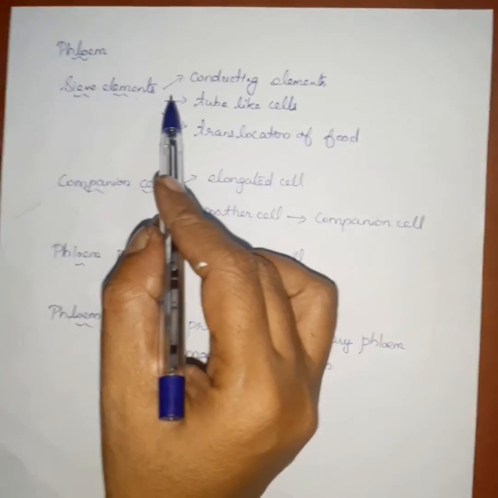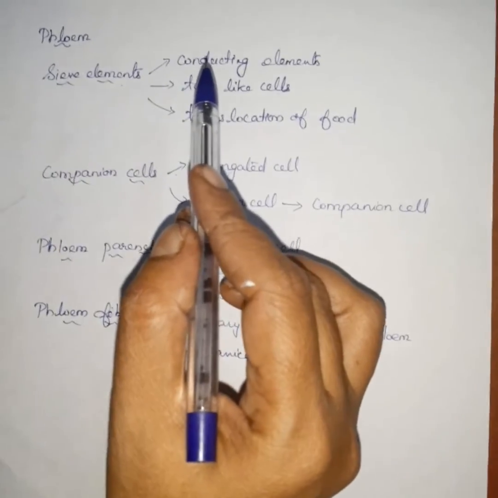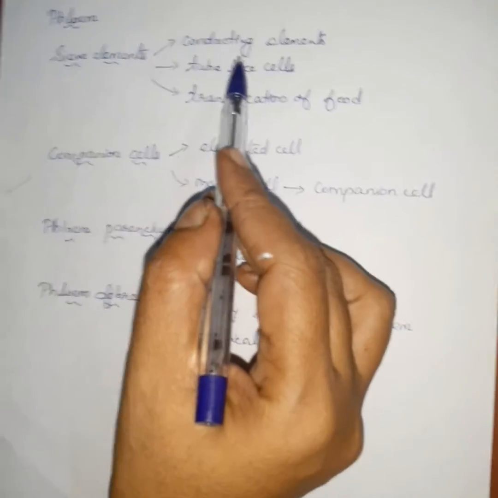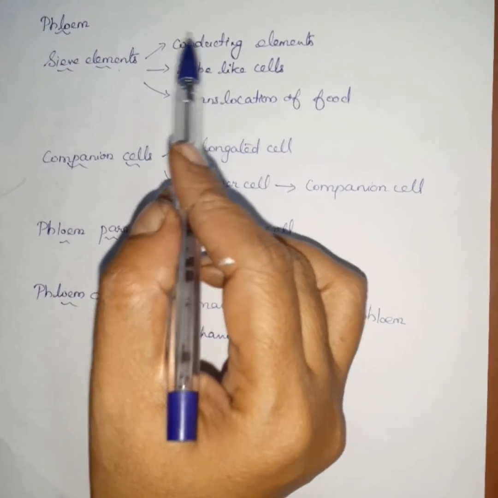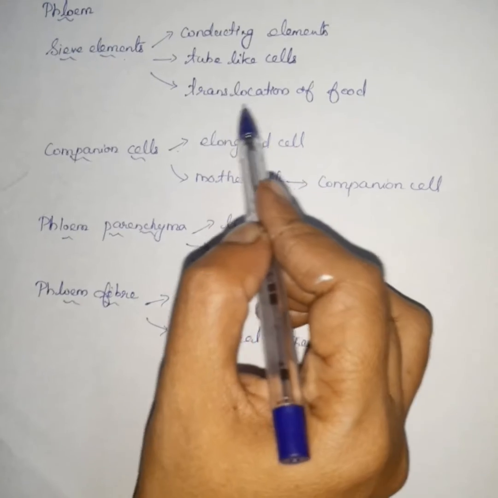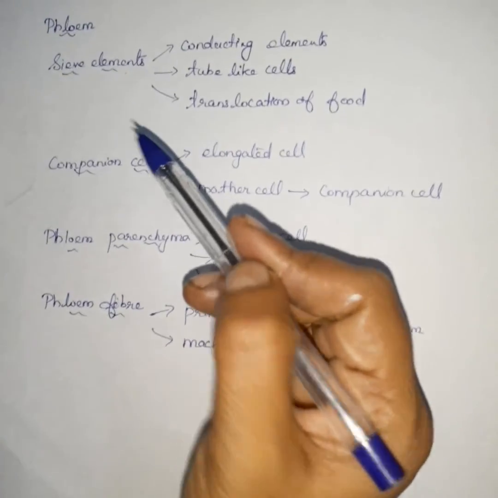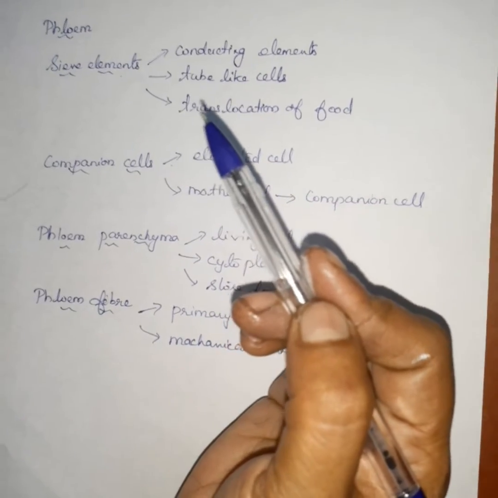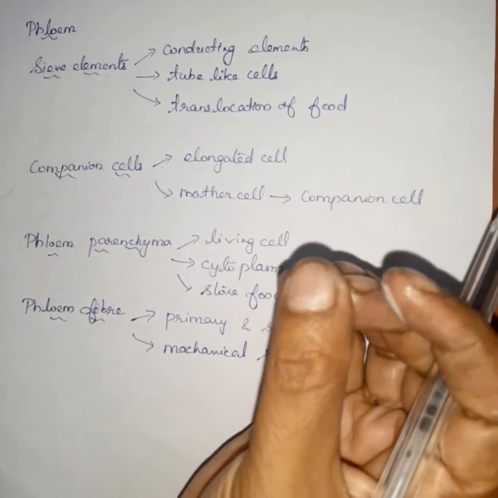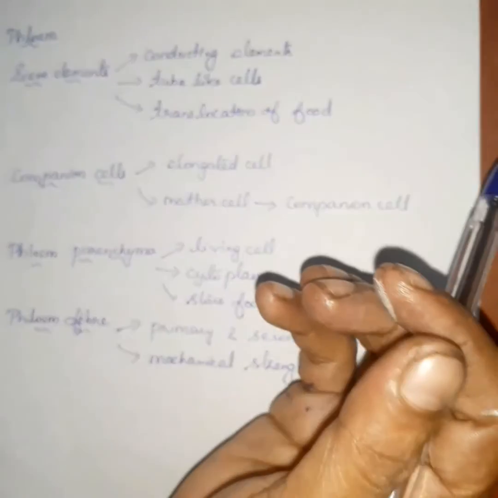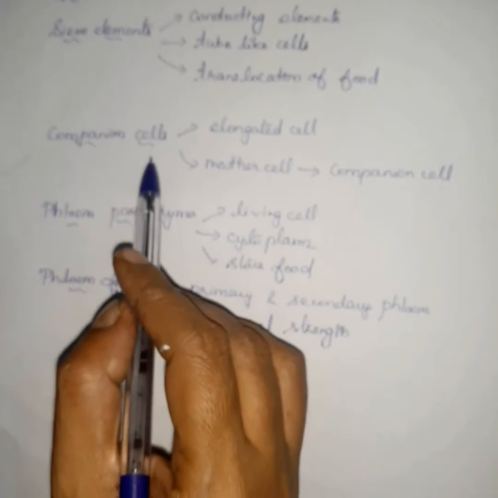Okay, and the sieve tubes are elongated and tube-like cells. Here the main function of the sieve tubes is the translocation of food from leaves to the storage organs of the plants. Next, we are going to study the companion cells.